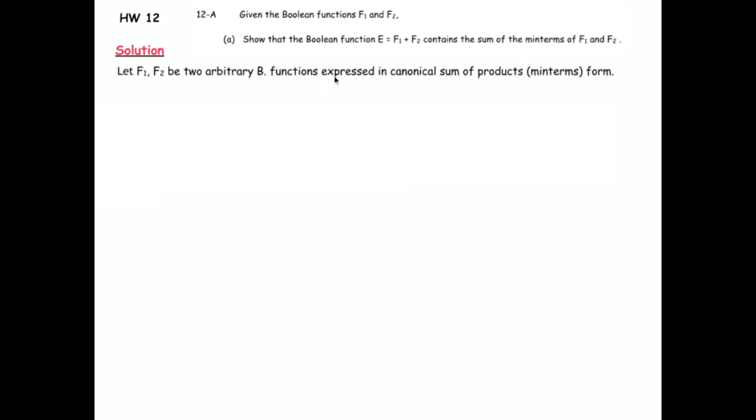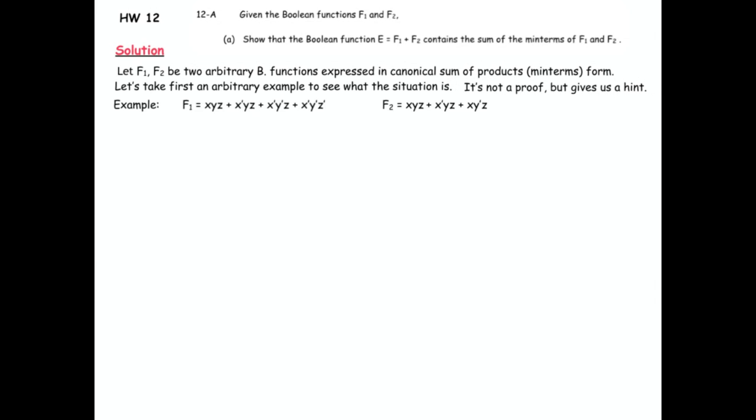arbitrary functions within the set B that are going to be expressed in the canonical standard form, right? Which is going to be a sum of products of all three variables, or we also call them minterms, right? Okay. Here's our arbitrary example, and we'll come up with a solution to it, though it's not a formal proof. It's a hint, or even more than a hint, right? We'll be able to come up with some rules.